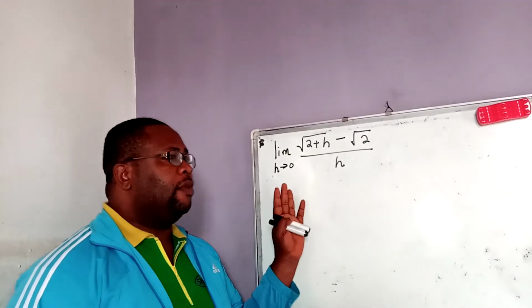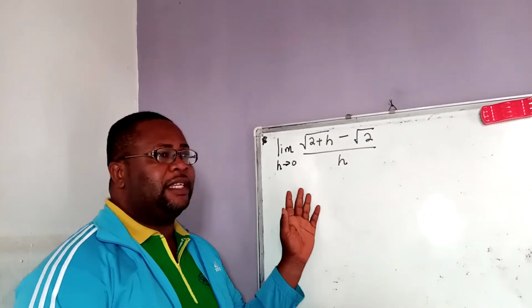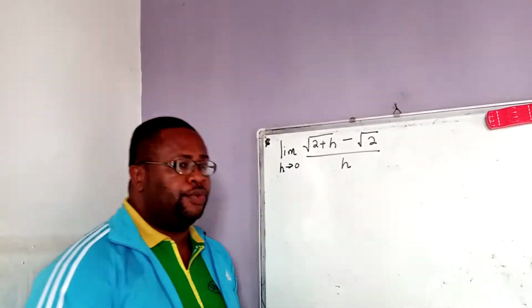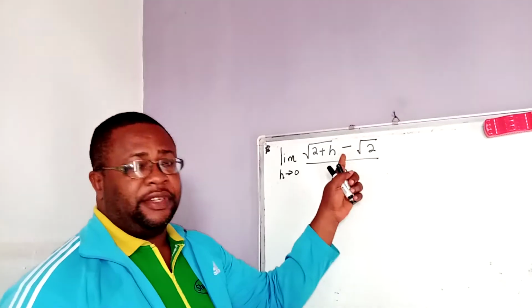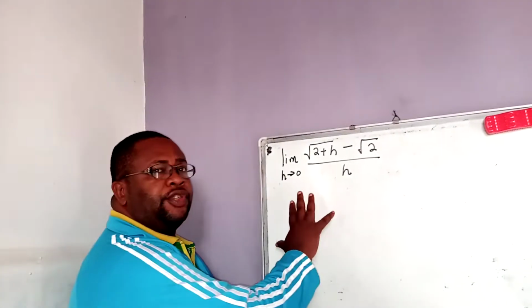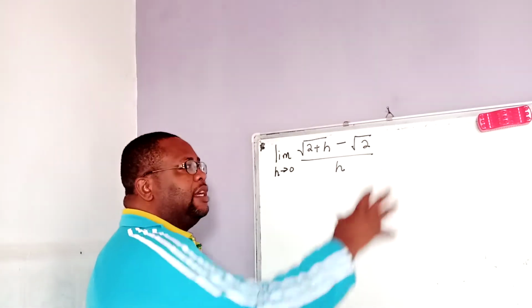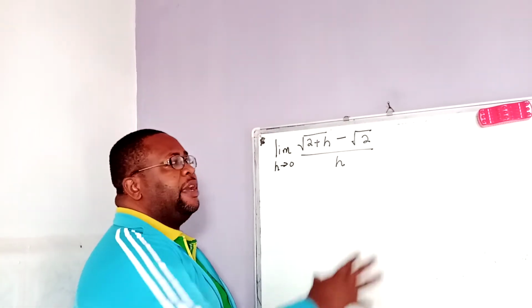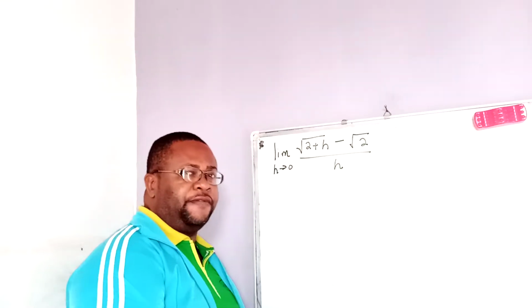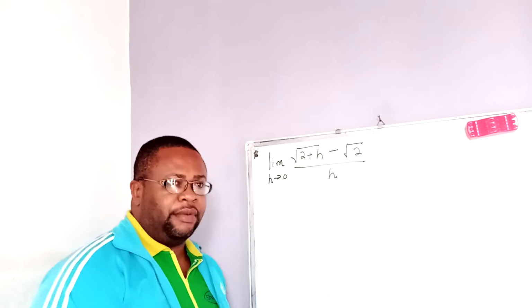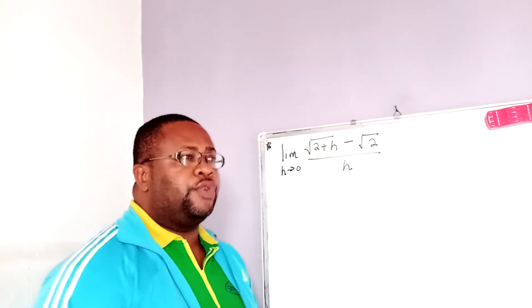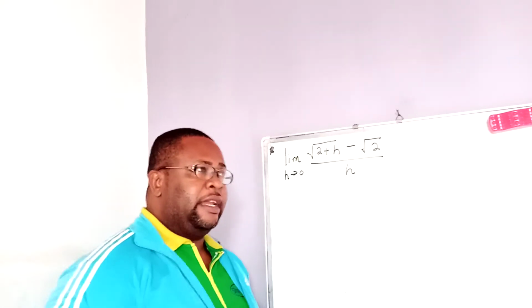Now we have a problem on the board that says we should evaluate the limit as h tends towards 0 of the square root of 2 plus h minus the square root of 2, divided by h. When we substitute 0 into this problem directly, we simply get 0 over 0. Like I have explained in my previous videos, 0 over 0 is a typical example of what we call an indeterminate form. So what could we do to avoid the indeterminate form?